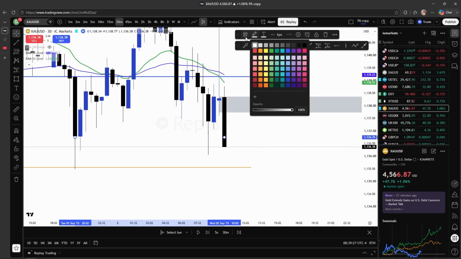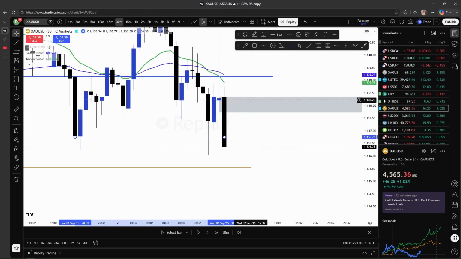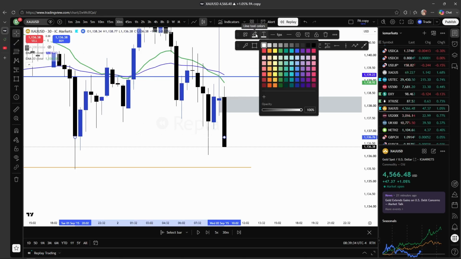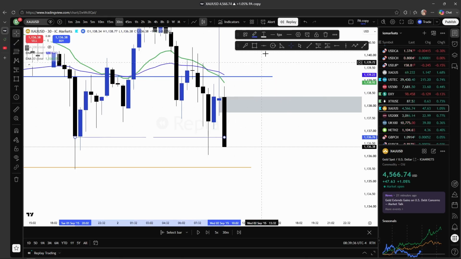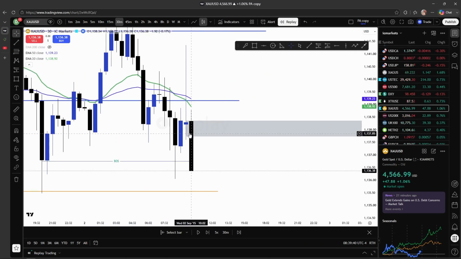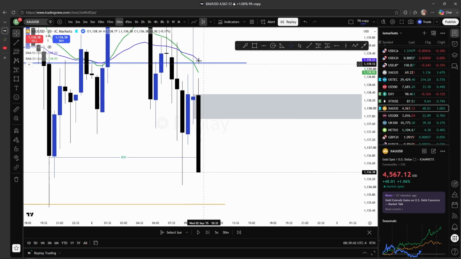Oh, my lines are in white, so let me just change it back to blue, and I test green. So a break of structure has been created here. Here we have our other block. So now we are waiting, and the two candles are also in line, so I'm waiting for a retest. Let's see what happens if we are going to get a retest.